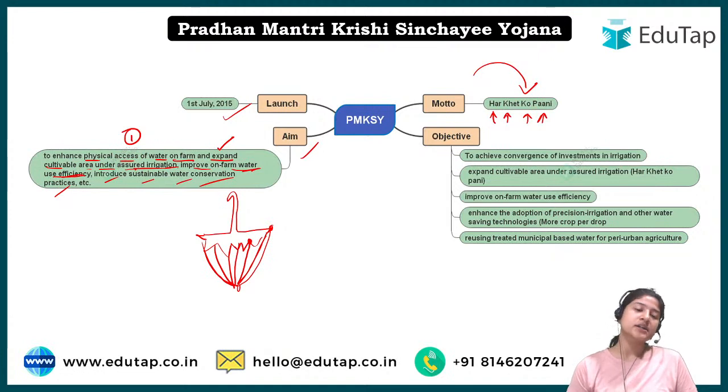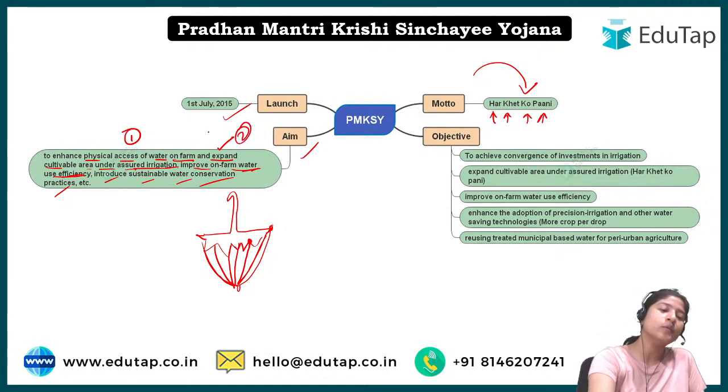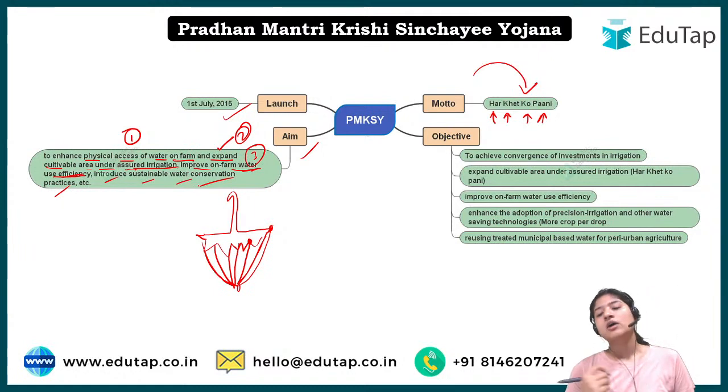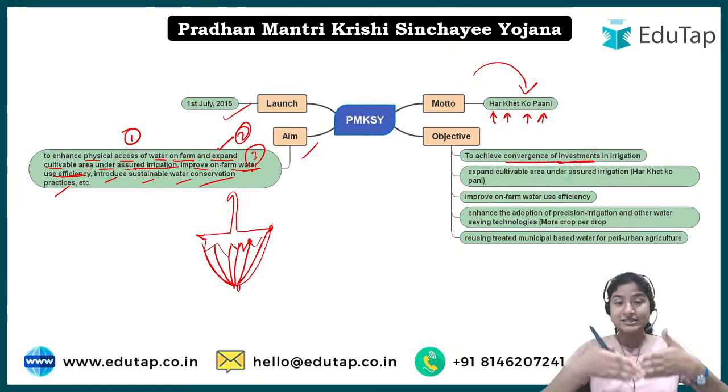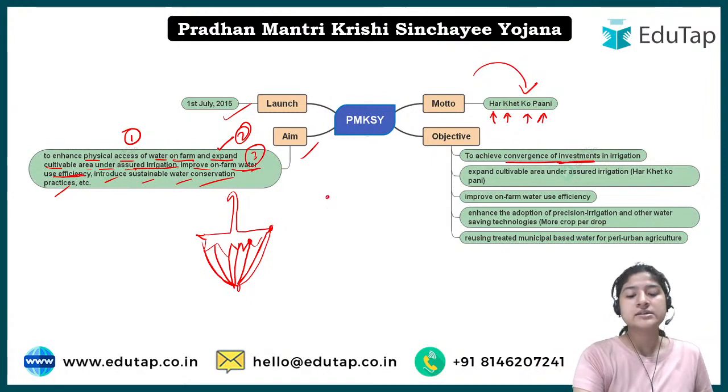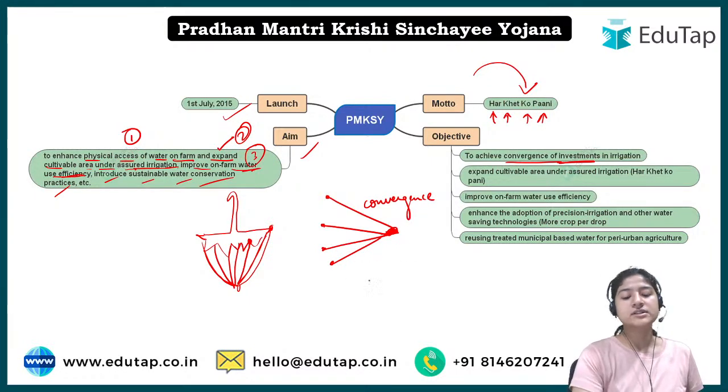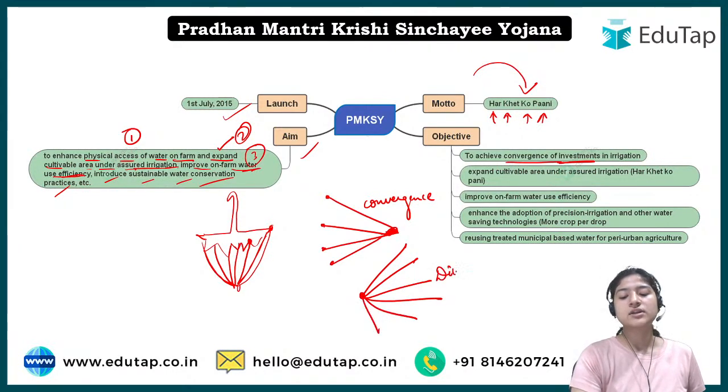Now let's come to the objective. I hope you have understood the different aims of this particular scheme. Now coming to the objective, it is to achieve convergence of investment. What is convergence? There are two words, convergence and divergence. Convergence is where many different entities come together. Divergence is when, from a single point, the entities have divided themselves.